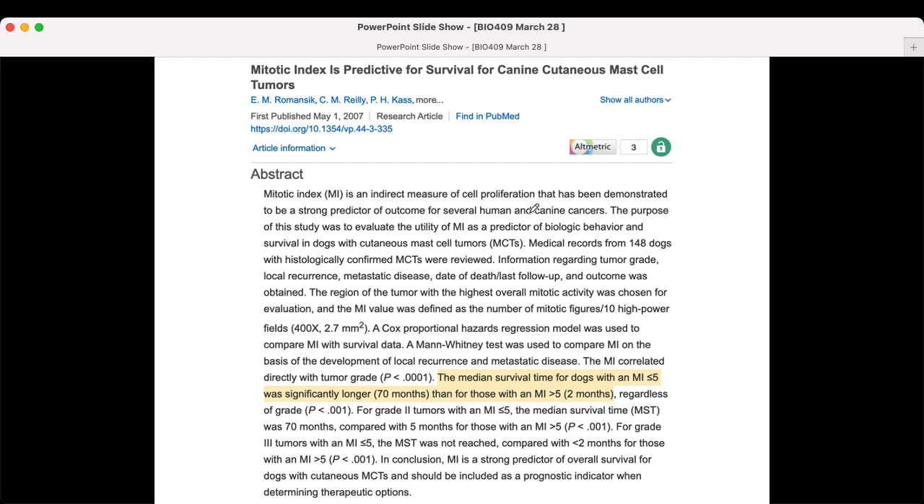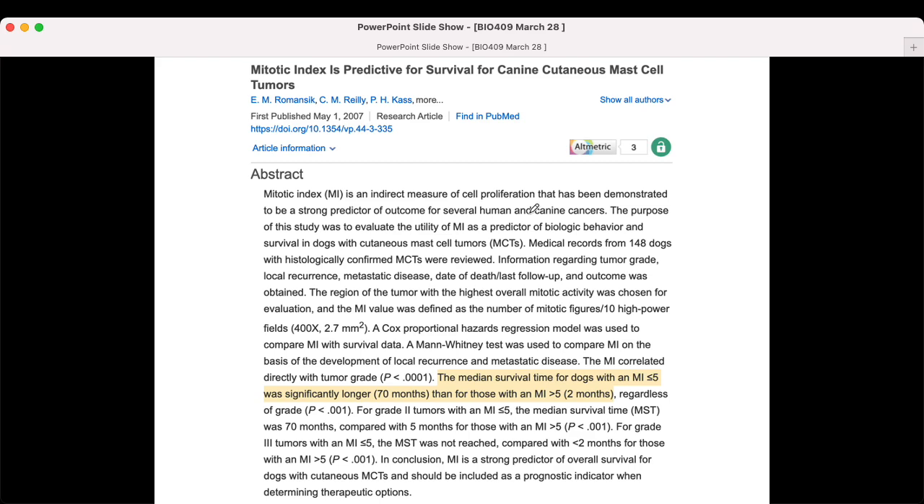Yep. This is a research ethics question. Did they give the dogs cancer, or did they only screen dogs that had cancer for their mitotic index? Oh, I don't know. Yeah, that's a good question. I never read this whole article. So I don't know.